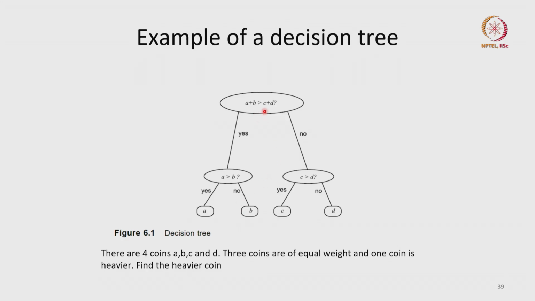So, A plus B is compared with C plus D. Is A plus B greater than C plus D? If it is, then you compare A and B, and if A is greater than B, A will be the heaviest. If it is not, B will be the heaviest. Otherwise, you come along this branch and you check if C is greater than D. If it is yes, then C is the heaviest, otherwise D is the heaviest. So, this is an example of a decision tree being used to solve a problem, right.